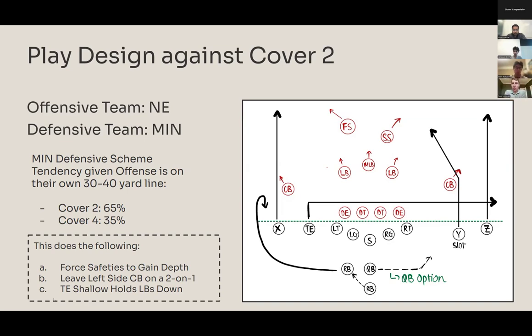Forgive me if you mentioned this in your presentation and I just missed it, but how did you land on using New England as the offensive team that you wanted to design your play around? I guess one of the first reasons was that New England had the highest success rate against two high among the three teams that we were able to look at.